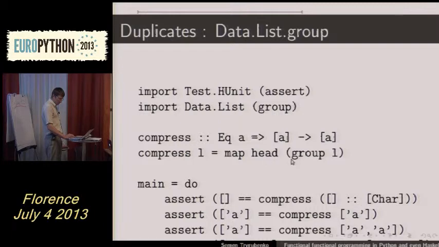So, the way it's used here is there is a map function, which is very similar to the Python one. We're going to map the result of invoking group on the list L that we pass to this function, which takes the head of every sublist and returns it. And the result is essentially the same as the solution with groupby in Python.